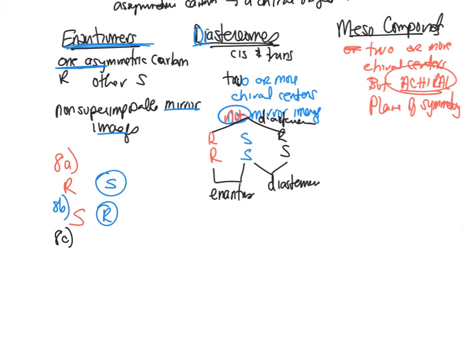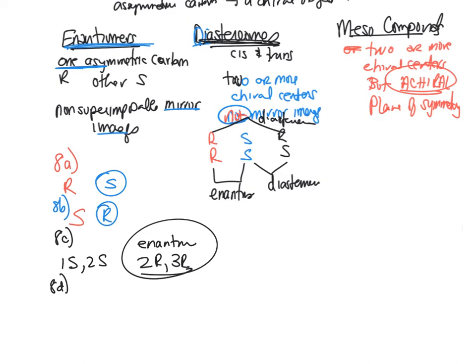8C. A compound has two chiral centers, so we're looking at diastereomers, with configuration 2S, 3S. What configuration would the enantiomer be? 2R, 3R. Should you circle that? 8D. A compound has two chiral centers with the configuration 2S, 3S. What configuration would the diastereomers have? Okay, well, you could have 2R and 3S. You could have 2S and 3R. Okay, so there's two of those.